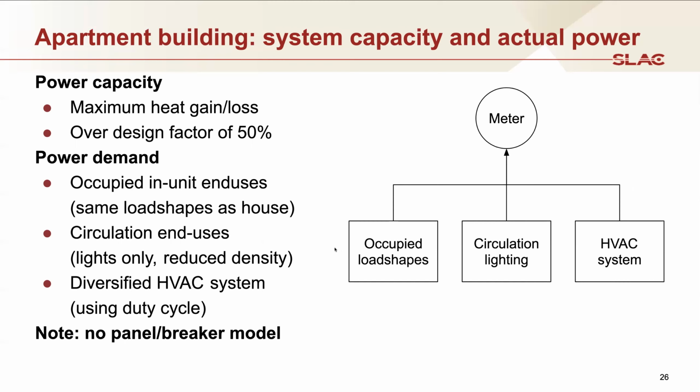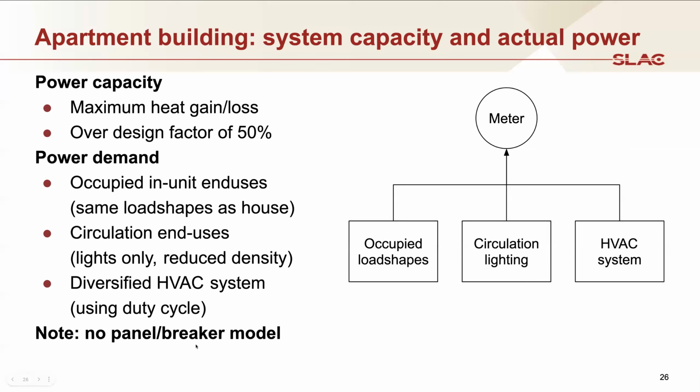There are actually loads possible in unoccupied units because the temperature settings in unoccupied units are still there. They're just set very far away from a comfortable set point, just to cover things like preventing pipe freezing and such. But usually the unoccupied units are very low. And then of course the diversified HVAC.